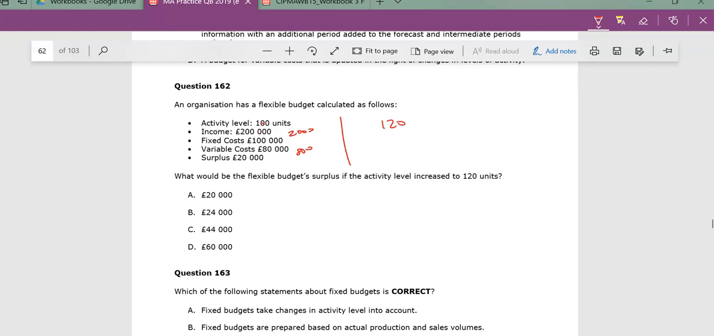So let's just apply these figures to this activity. So this will end up being 240,000. Fixed costs will remain the same at 100,000, and your variable cost will become 96,000 because that's 800 times 120. So the new surplus will be the 240 minus the 196, which brings us to 44,000. And that's how you deal with this. The question is, we're looking at activity. It's about activity. Okay, great.